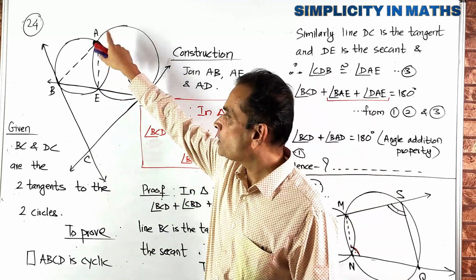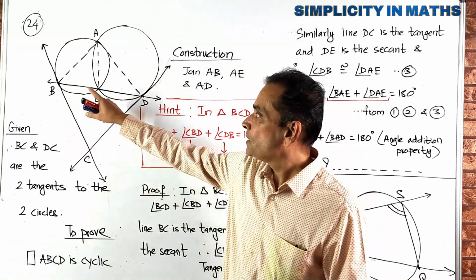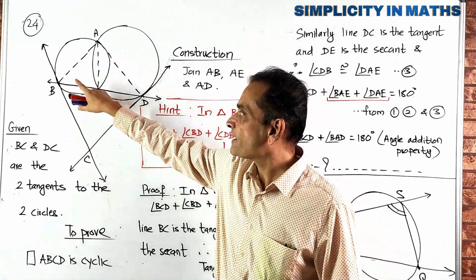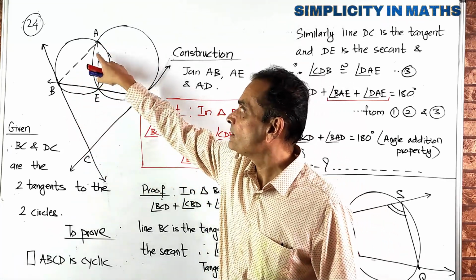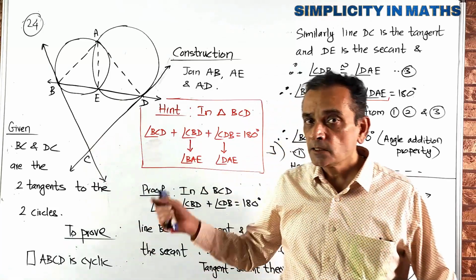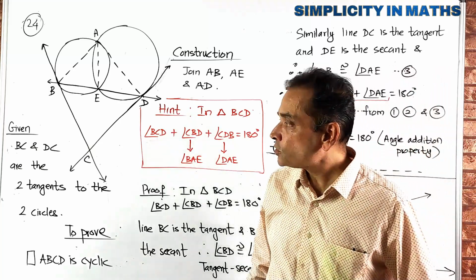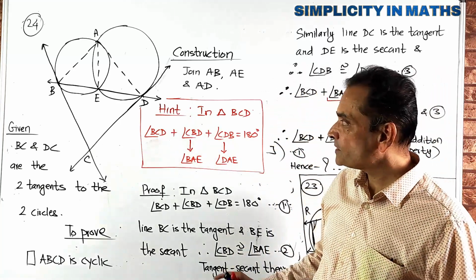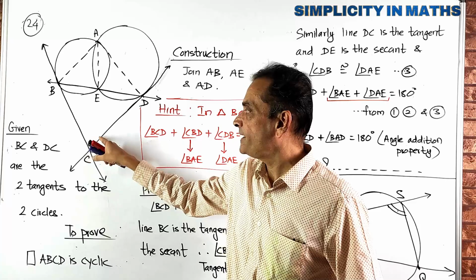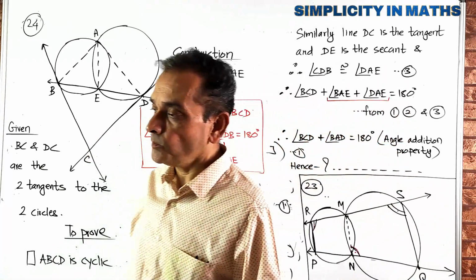Means if you have to show quadrilateral ABCD is cyclic, what do we show? Angle BAD plus angle BCD is 180. This angle plus this angle equal to 180. If we show that, then the quadrilateral becomes cyclic. So in short, we have to show that the sum of these 2 angles is 180. Correct? Now see how to prepare the hint.